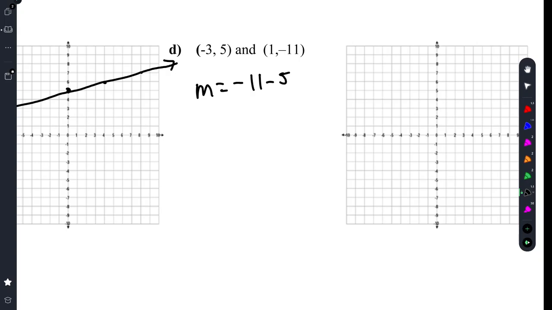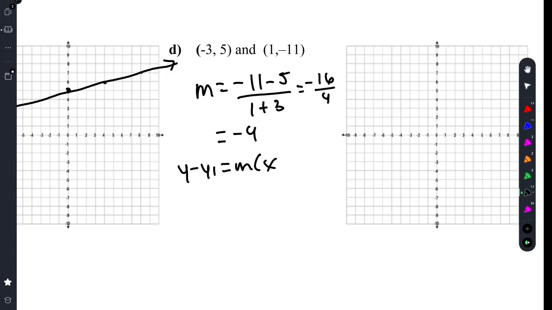So negative 11 minus 5 over 1 plus 3. So what do we get? We get negative 16 over 4, which is negative 4. Slope's negative 4. All right, so then we get y minus y1 equals m times x minus x1. This is kind of what you did yesterday in your homework, right? Y minus, I'm going to use the first point, so y minus 5 equals negative 4 times x plus 3.